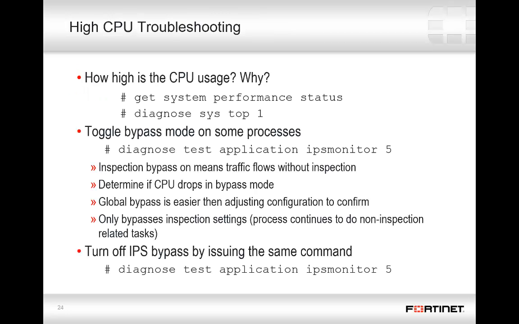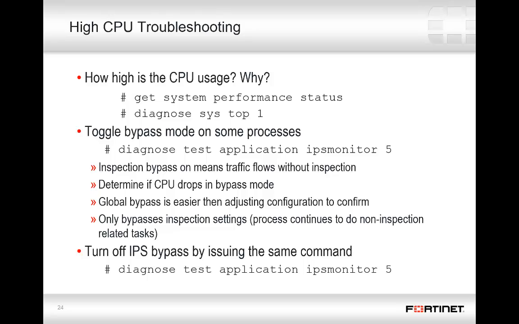When investigating very high CPU levels, always begin with both diag sys top 1 and get system performance status. When the CPU usage is high, diag sys top will no longer be accurate. If one of the proxies has a problem, then you can toggle inspection on or off with the diag test app command for that proxy by setting the flag to 5.